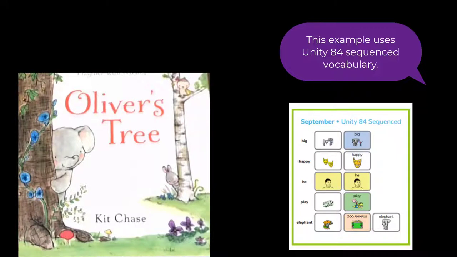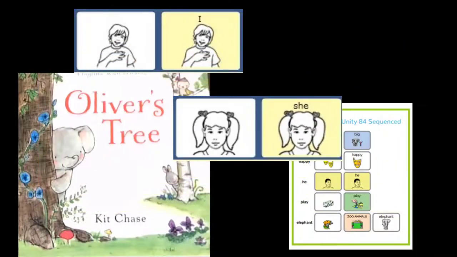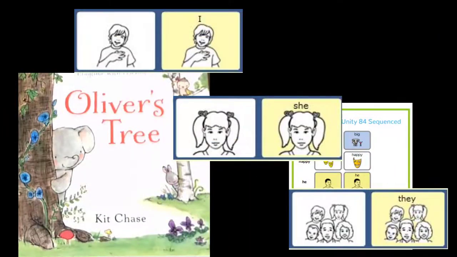Take time as you read the story to pause and model these target words, and then give your AAC learner time to respond and make comments with these words. For some added practice, teach the pronouns I, she, and they as you're talking about the story.